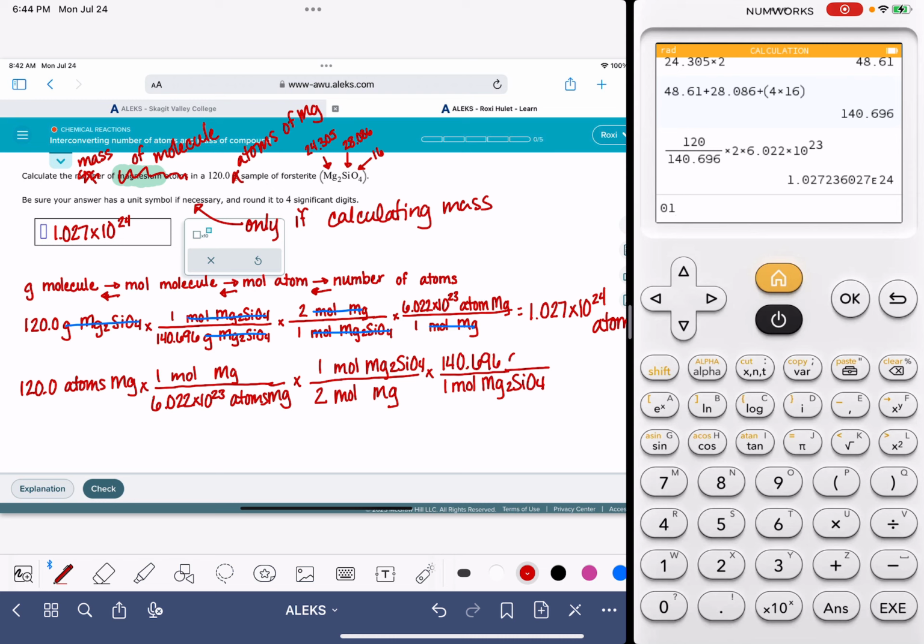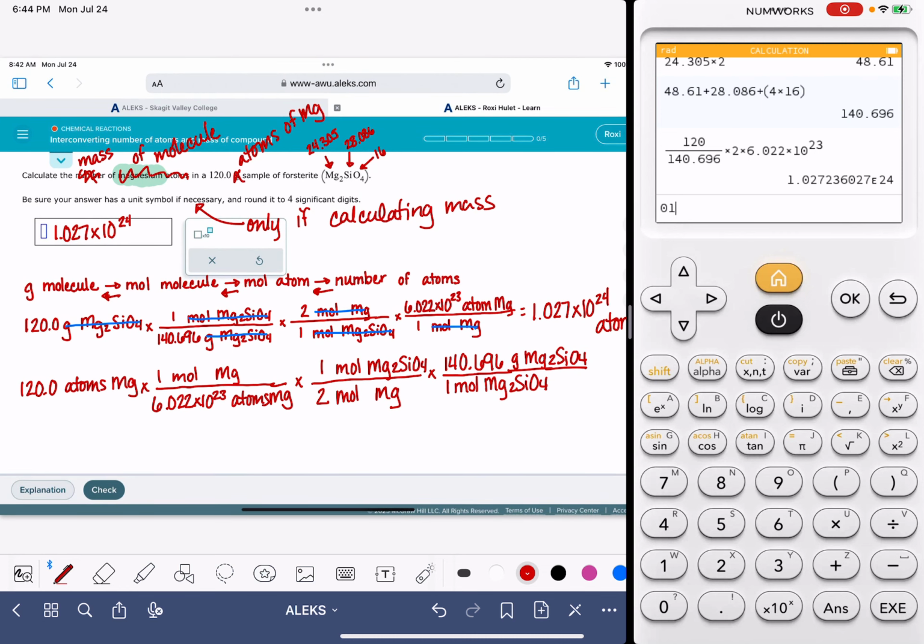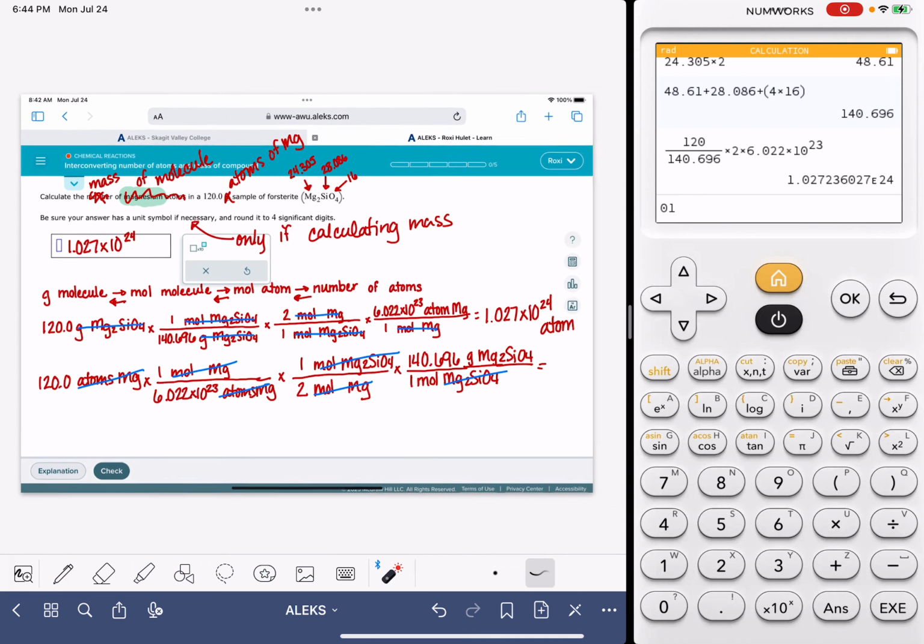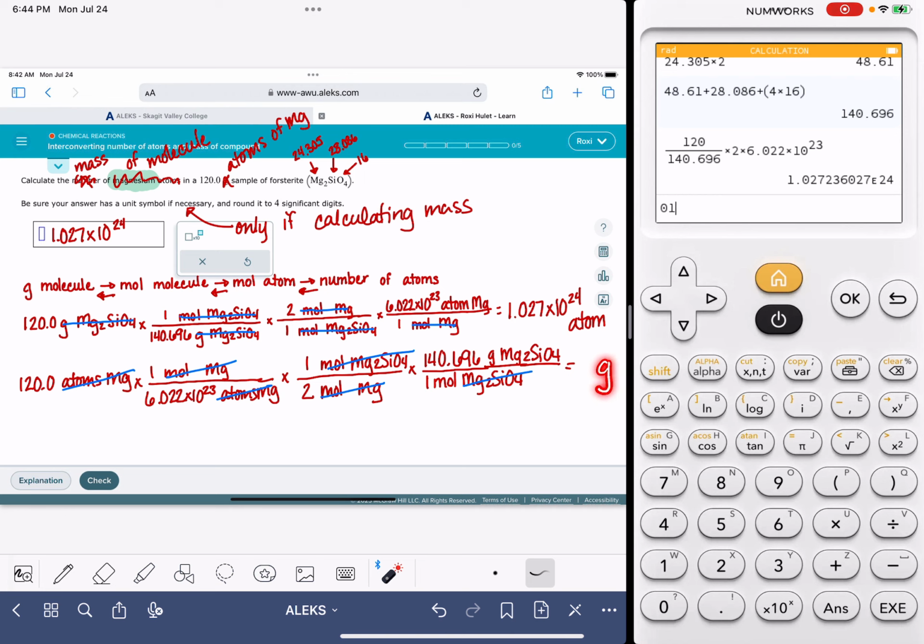Now, I'm not going to do the calculator math on this. This is just showing you how you would set it up for the other type of the problem. You would do all the math on that. With this, your atoms cancel, your moles cancel, your moles cancel again, and you are left with an answer that has a unit of grams, and that is when ALEKS wants you to include the units in your answer.